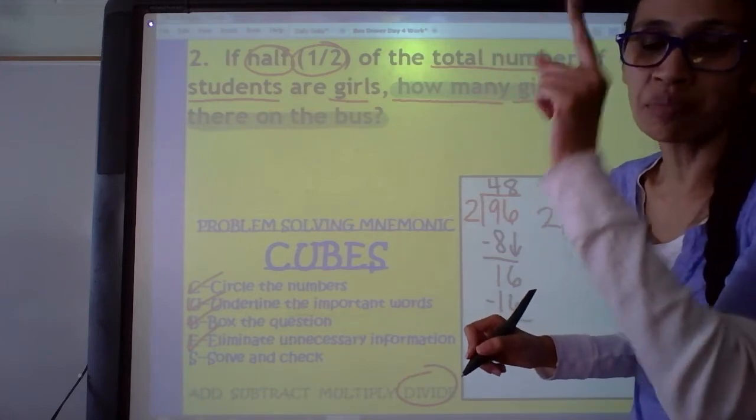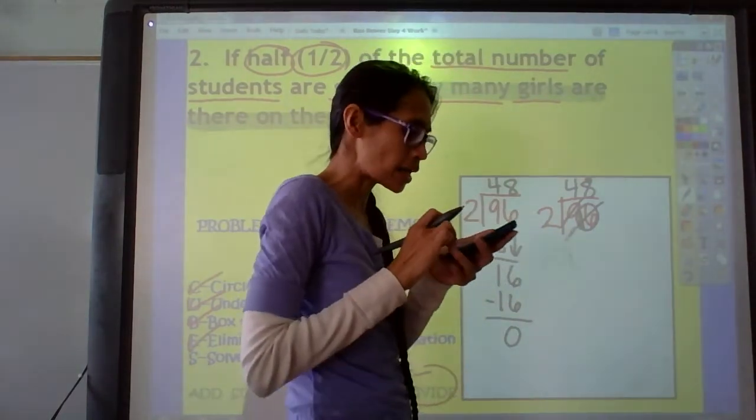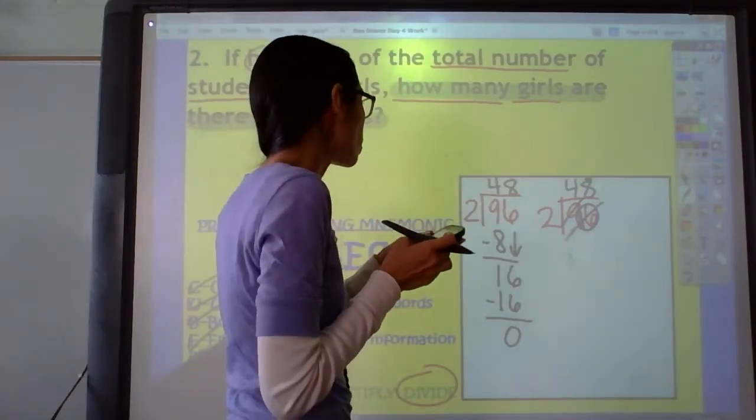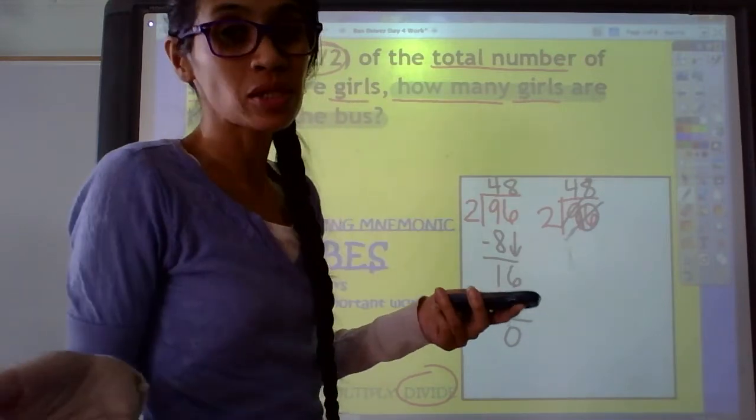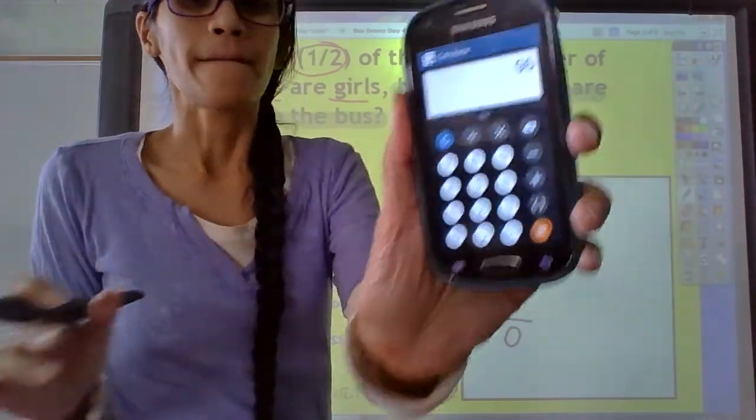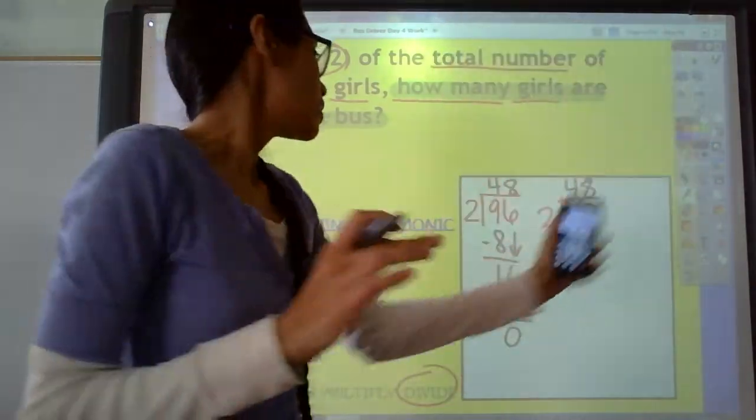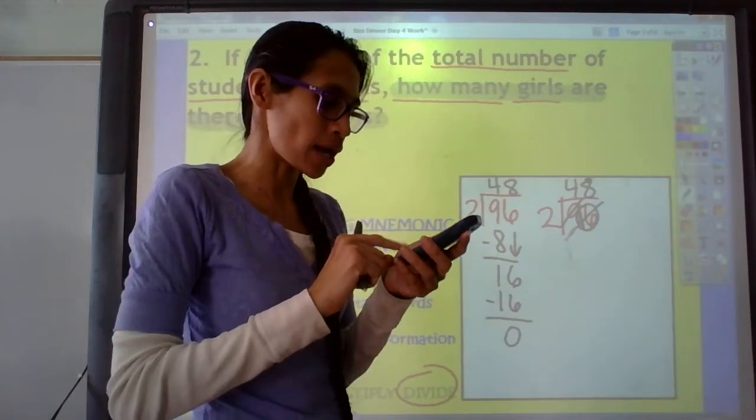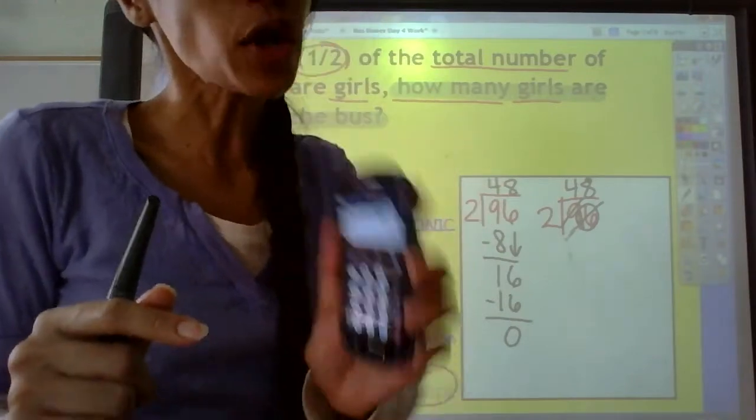So we are done, but we always have to check our answers with my handy dandy calculator on my phone. You can use your phone, you can use a calculator. A laptop or a computer has calculators too. Your tablet, I'm sure, has a calculator. So use that. 96 divided by 2. This calculator better say 48. Yes, and it does. Yes, 48.